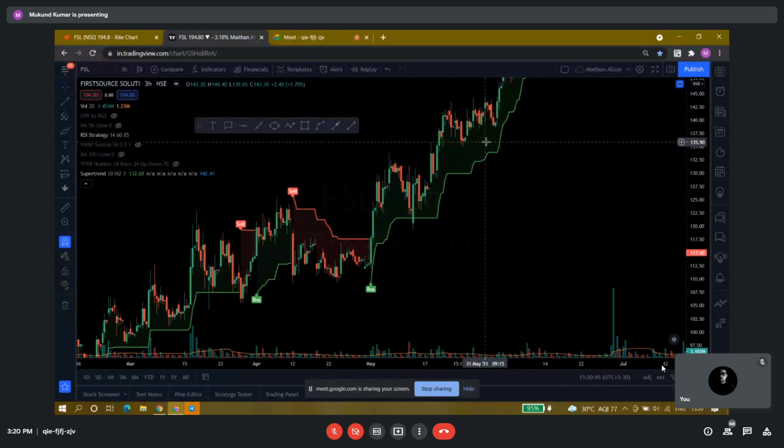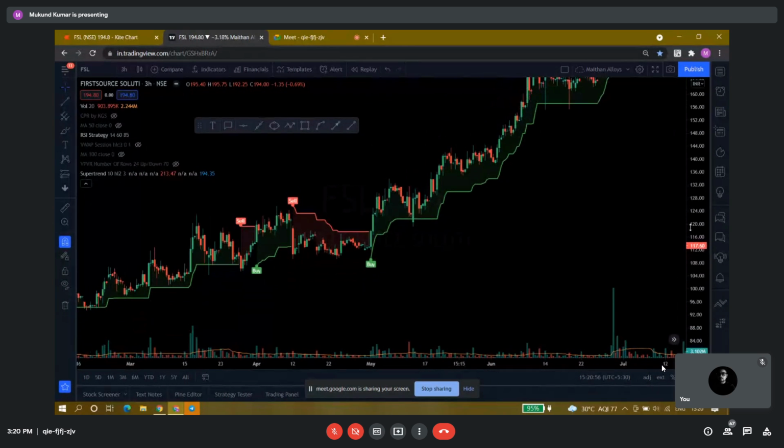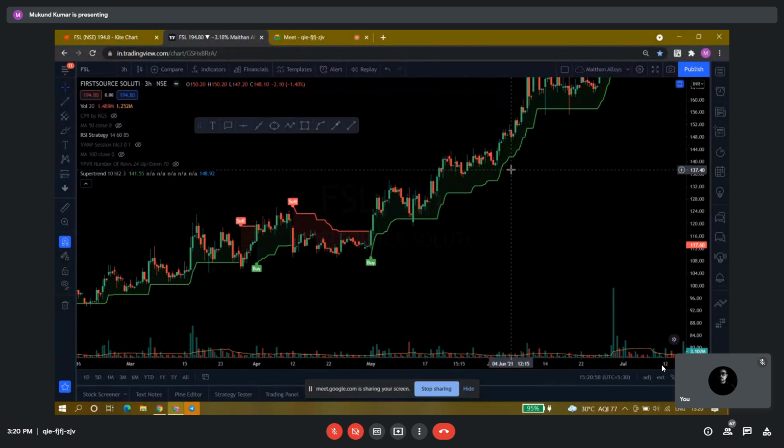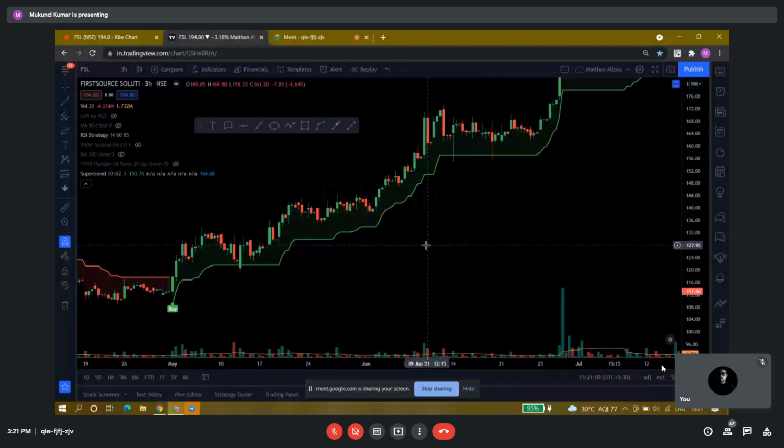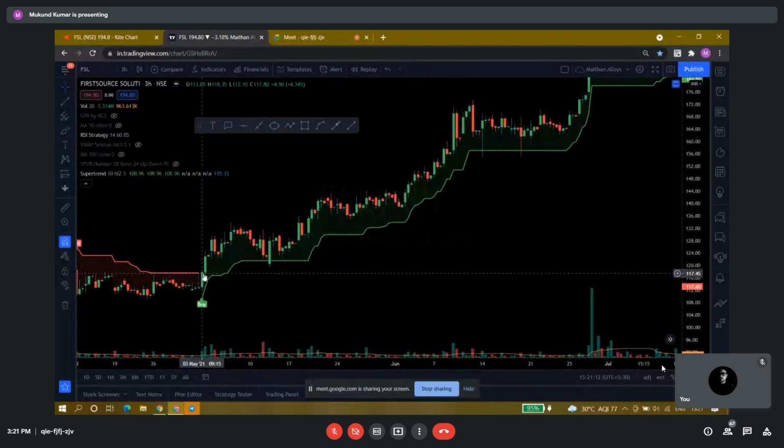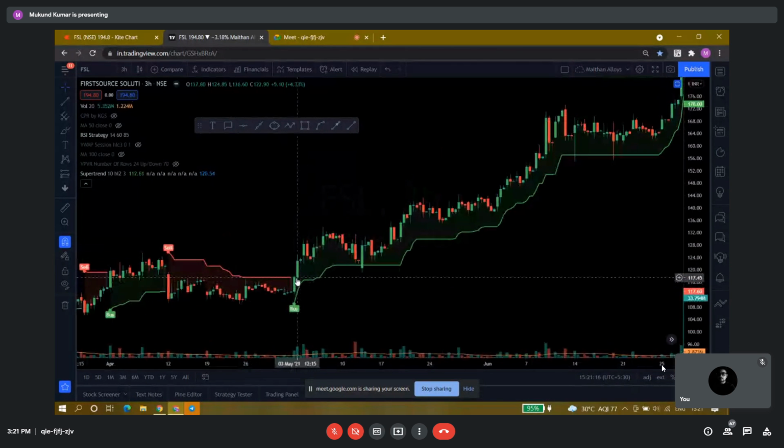Fine. Once you have executed your trade, and once the first target has been achieved, then only you will use this trailing stop loss concept for taking an exit out of this trade. But for initiation of this trade, we are not using super trend. The trade was given on 117, right?